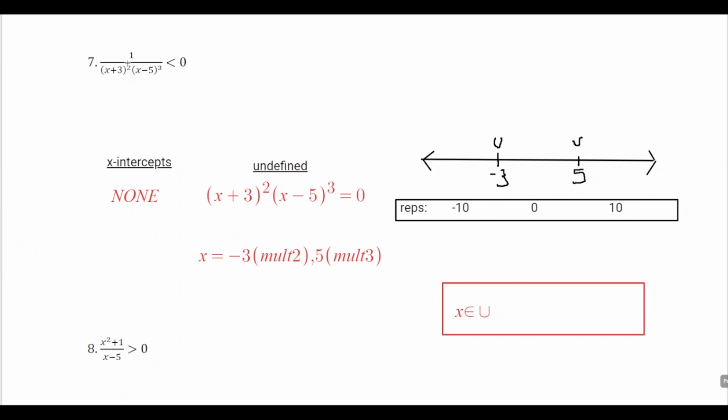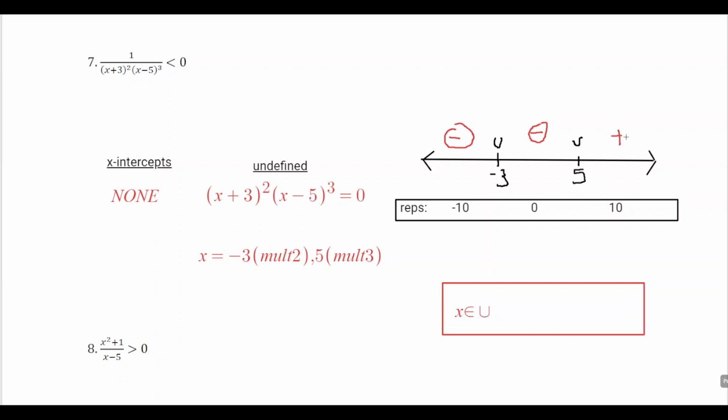If I plug in negative 10, or actually take a look at this. This factor is squared, so this is always going to be positive. So this one is really the only one we need to check. Negative 10 minus 5 is going to be negative. If I plug in 0, I get a negative. So yeah, my theory still stands here, where we don't have a sign change when we have an even multiplicity. And then if I plug in 10, I'm going to get a positive value.